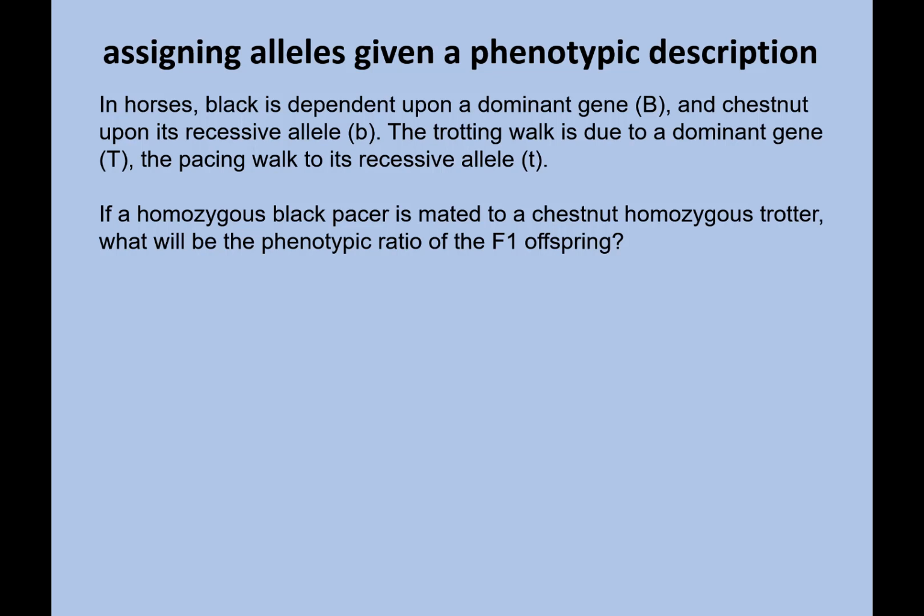So this says, in horses, black is dependent upon a dominant gene B. What I would first do is go B something is black. Okay, you don't know if it's big B big B, or big B, little b. Chestnut is dependent upon a recessive allele. We know that chestnut has to be little b, because the only way you see a recessive trait is if it's homozygous recessive.